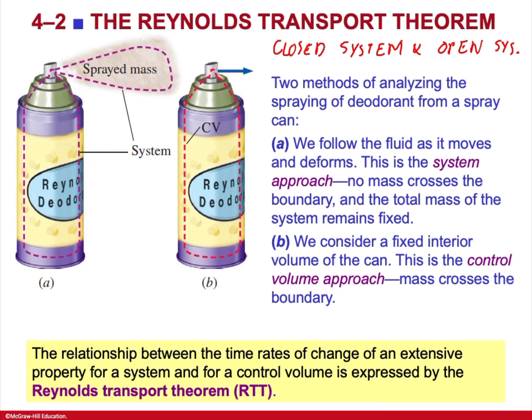So the closed system is also called the systems approach, which is similar to this example here. So closed system, and that is the same as the systems approach that we are looking at. This is analogous to the Lagrangian description.